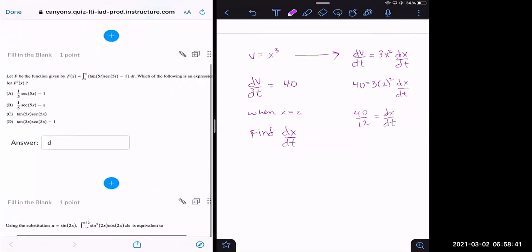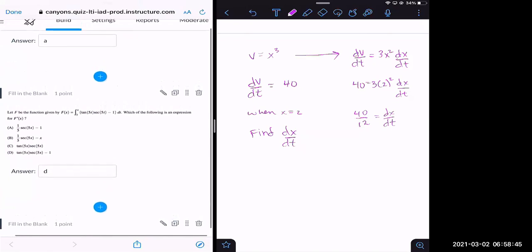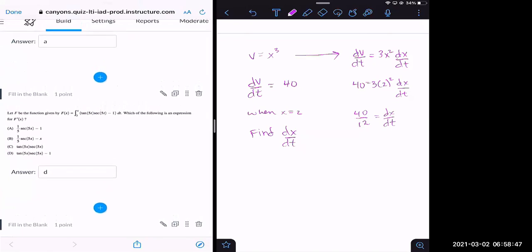So yeah, exactly. This is the fundamental theorem of calculus: if you're asked to take a derivative of an integral, the upper bound just replaces it. So the correct answer was D.